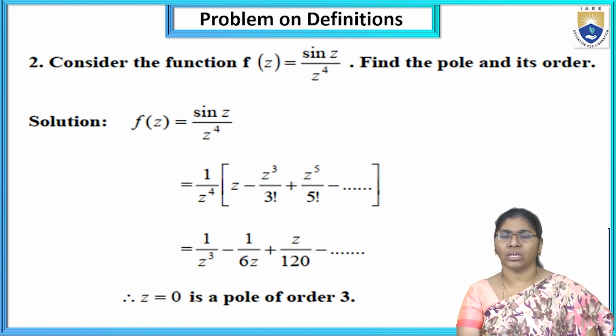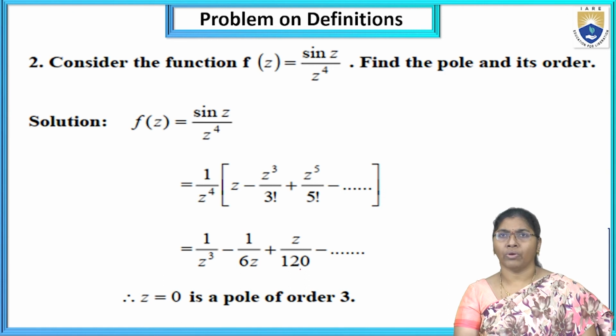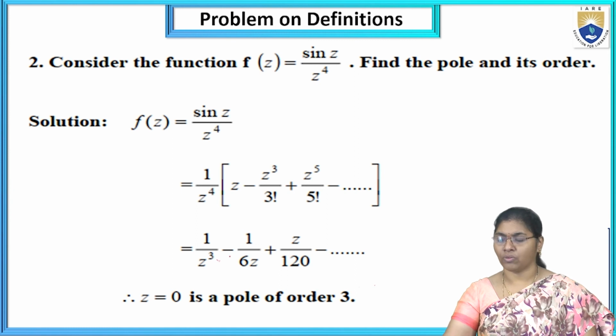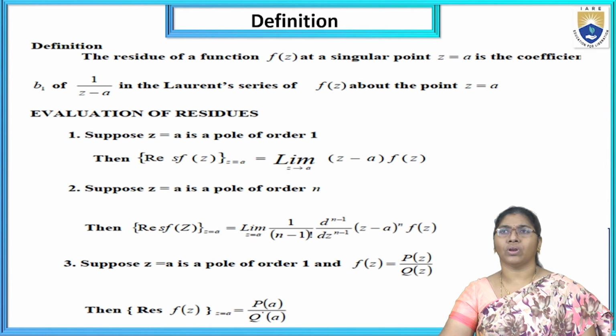Now substituting here z equal to 0, then we get the 0. Now here this is 0, here also 0. The total function is 0, then the order is 0. Then the order is 3. Here the order is 3. That's why order is 3. Then it is 0.